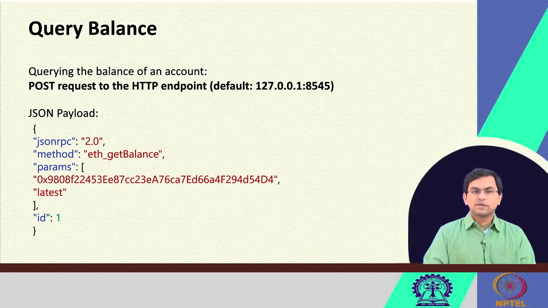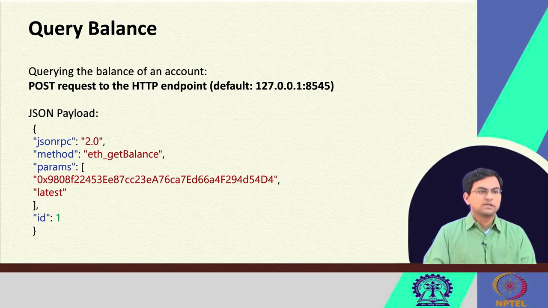To do any query using RPC over HTTP through Geth, you need to do a POST request to the HTTP endpoint. As we saw in the last step, our Geth client started an HTTP endpoint at the 127.0.0.1 IP address, which is localhost, on port 8545. To this address we would be sending a POST request which will have a JSON payload. Now, this JSON payload looks like this.